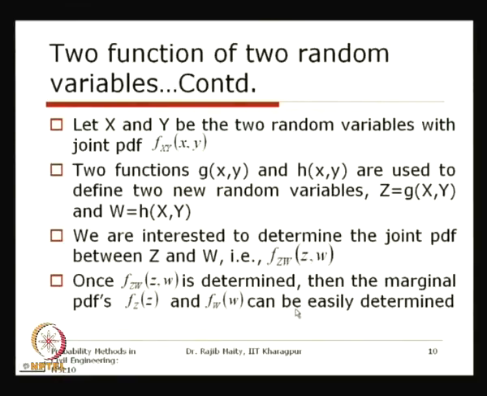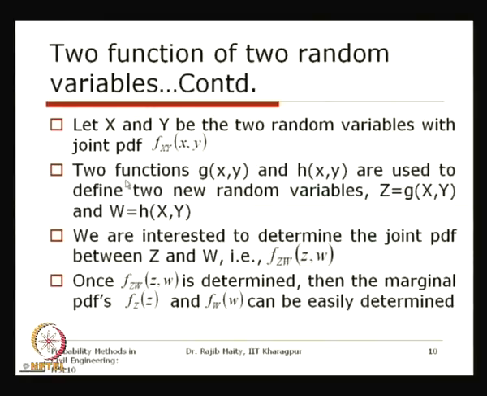Well, let X and Y be two random variables with the joint PDF f_XY(x,y). So we have two random variables and their joint PDF is known to us. That means we know their properties, their marginal distributions, everything, if we know their joint distribution.